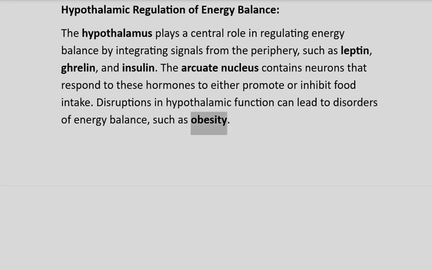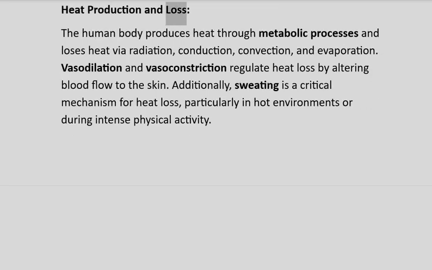Heat production and loss. The human body produces heat through metabolic processes and loses heat via radiation, conduction, convection, and evaporation. Vasodilation and vasoconstriction regulate heat loss by altering blood flow to the skin. Additionally, sweating is a critical mechanism for heat loss, particularly in hot environments or during intense physical activity.